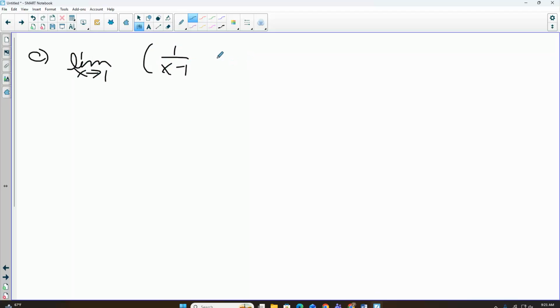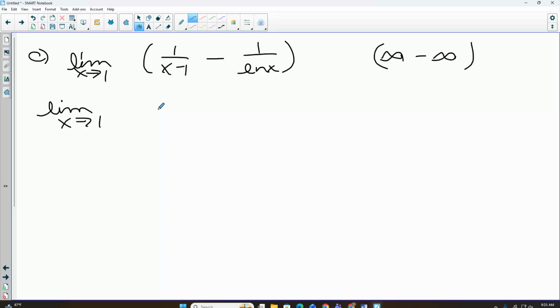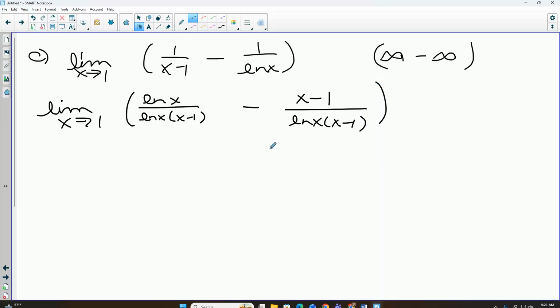All right, this one. If I put in 1 over 0, that's a vertical asymptote, so it's approaching infinity minus infinity. We have to get it so it's 0 over 0 or infinity over infinity. If things are subtracted, we get a common denominator. So I would take this one times the natural log x, and this one times x minus 1. Put all that together, get the natural log of x minus x plus 1 because we distribute the negative.